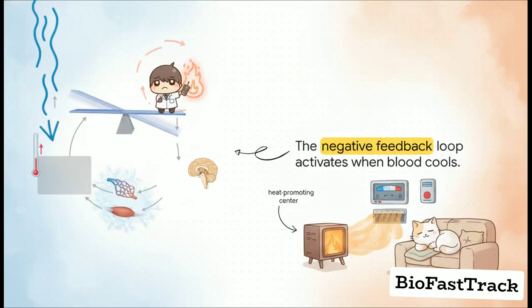When your blood temperatures dip below that 37 degrees set point, it triggers a negative feedback loop. The cooler blood washes over the hypothalamus, the POA detects the drop, and it immediately fires up the heat-promoting center. It's a standard stimulus and response setup. The stimulus is the drop in the independent variable, the blood temperature.